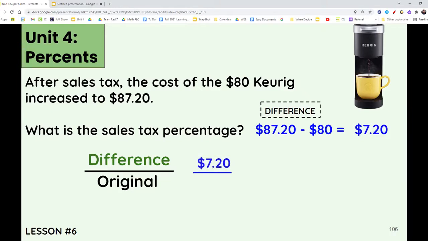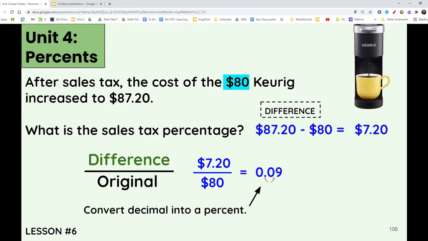So that's what we're going to put in the numerator. In the denominator, we have to put the original amount. What was the Keurig priced at first? $80. So that's going to be our original amount. Now go ahead on your calculator and do 7.20 divided by 80. Okay, you should have gotten 0.09. Now let's convert that into a percent, and that's 9%.